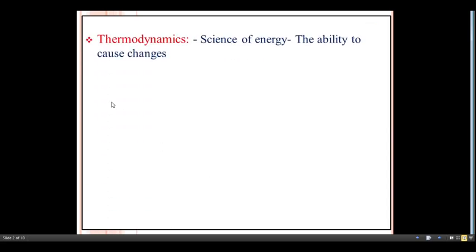So let us see thermodynamics. Thermodynamics can be defined as the science of energy. Although everybody has a feeling of what energy is, it's difficult to give a precise definition for it. Energy can be viewed as the ability to cause changes.